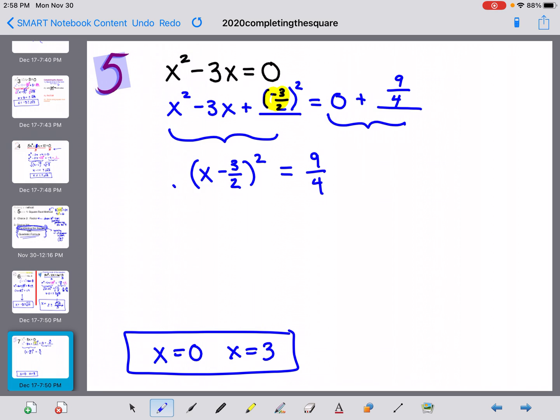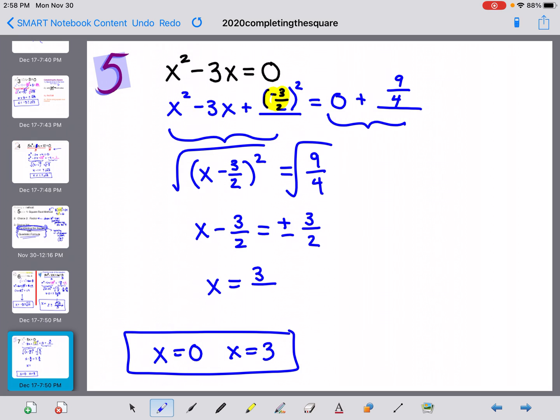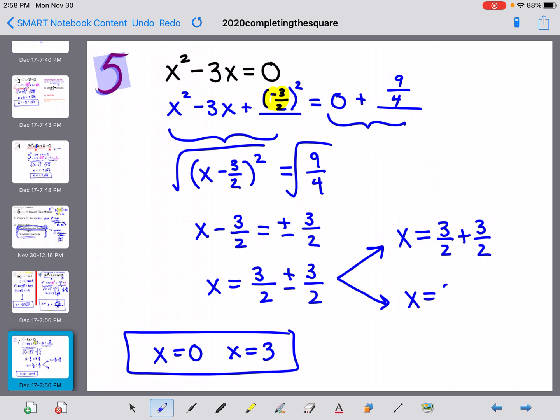Square root both sides. Plus or minus, the square root of 9/4 is 3 halves. Just square root the top, square root the bottom. I'm going to move the negative 3 halves over to the other side. And then from here, your choice if you show work, 2 equations, 3 halves plus 3 halves, and 3 halves minus 3 halves. And that got me the 2 answers, 0 and 3.